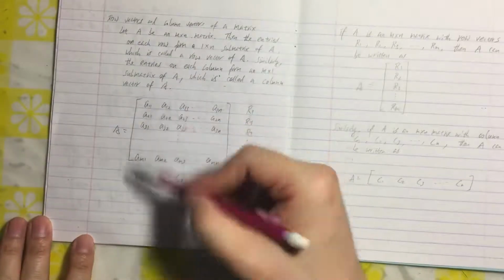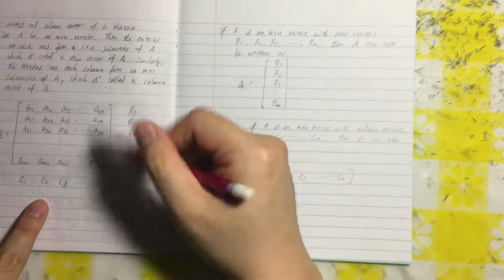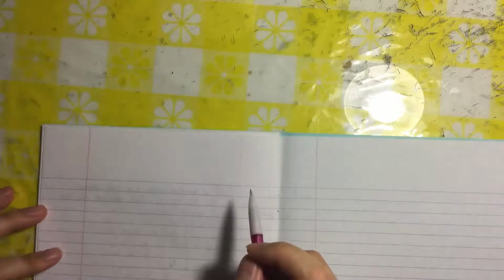C1 is a column vector. C2 represents entries in the second column. C3 represents entries in the third column. And Cn represents entries in the last column. Here, C1, C2, C3, up to Cn are m by 1 submatrices. So that's another way to write matrix A. Writing this way using row vectors or column vectors is easier than writing down all entries in matrix A. Next, let me show you how to rewrite matrix multiplication using row vectors and column vectors.